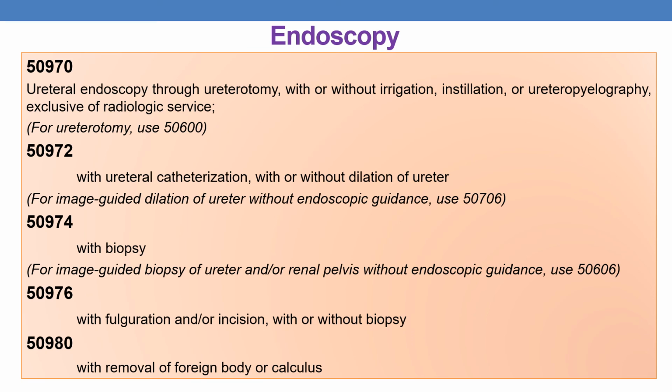The next is 50974. Ureteral endoscopy through ureterotomy with biopsy. The next is 50976. Ureteral endoscopy through ureterotomy with fulguration and or incision with or without biopsy. The next is 50980. Ureteral endoscopy through ureterotomy with removal of foreign body or calculus.